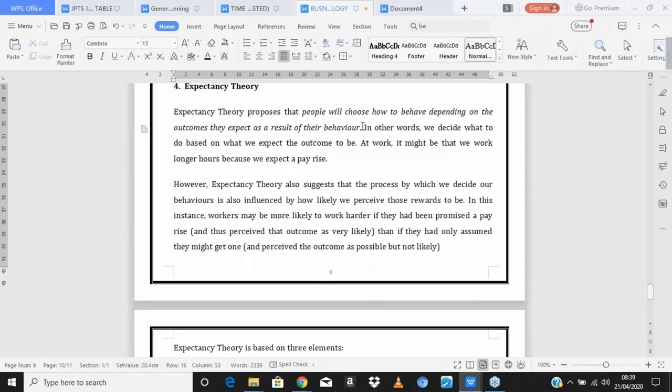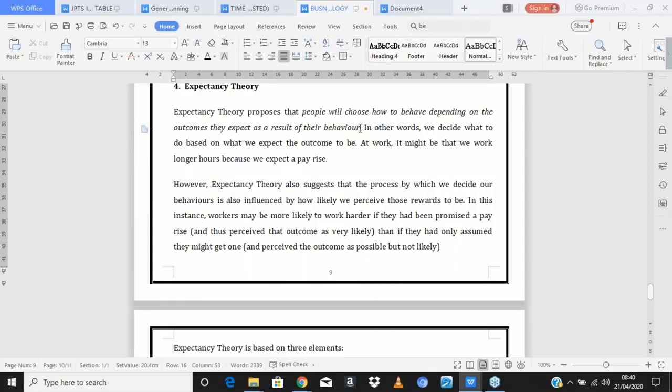So in other words, we decide to do things based on what? Outcome. And this is also practicable in the work environment. If you know that you are going to do overtime of 2 hours because you are going to get extra income, or a commendation letter, or an appreciation from my boss, you will likely want to do it because you know that there's a benefit at the end. So expectancy theory suggests that the process by which we decide our behaviors is influenced by how likely we perceive those rewards to be. For instance, workers are likely to work harder if they are promised certain benefits at the end of the day.